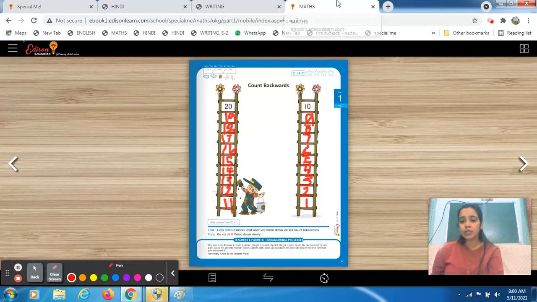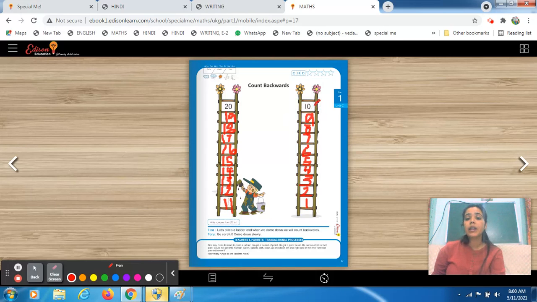Okay, students, let's do the quick recap of your backward counting. Okay, first of all, we will do from here. So, when he is on top, on 20, he has to go downward. So, now you have to count backward. 20, 19, 18, 17, 16, 15, 14, 13, 12, 11. Okay, now he is on the next stair, right?